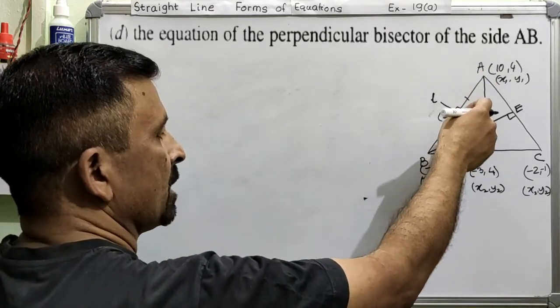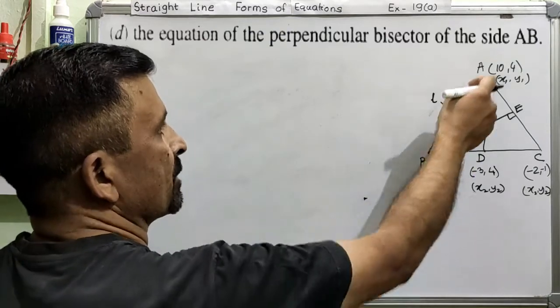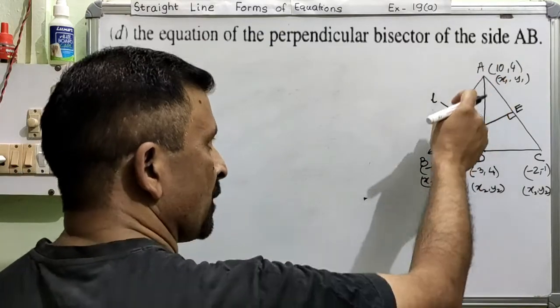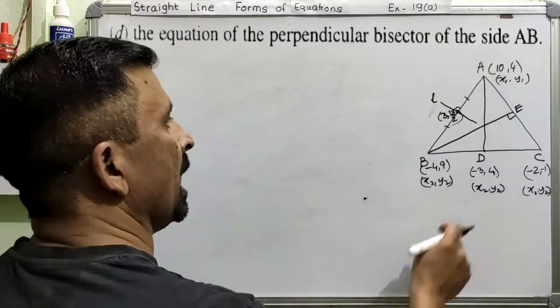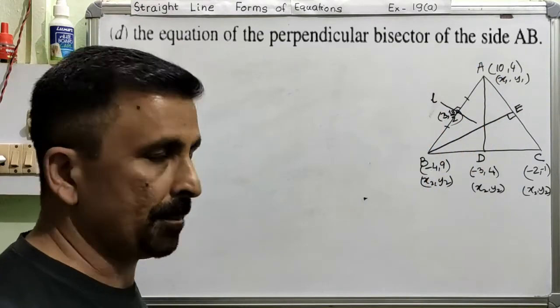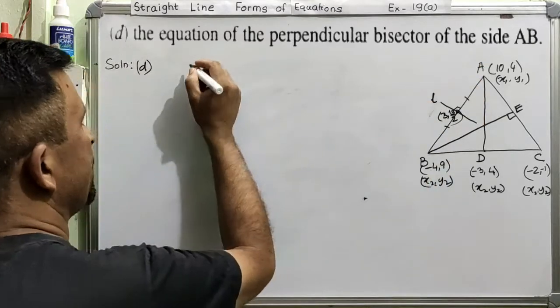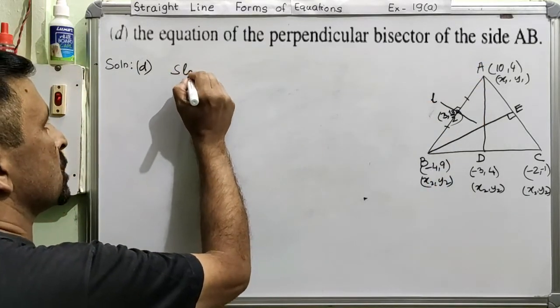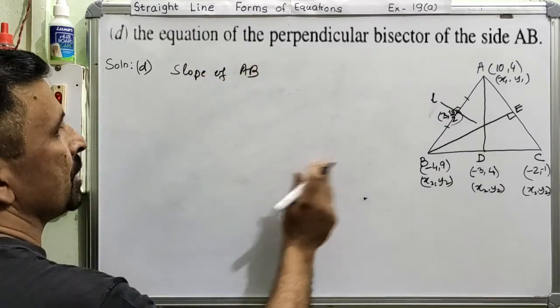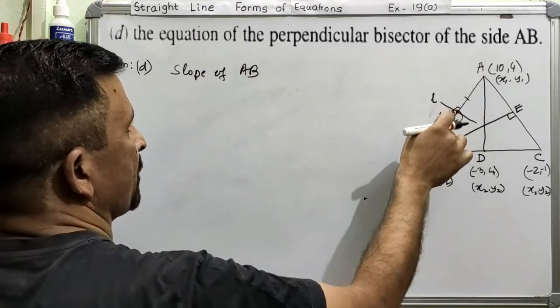Now, since this L is said to be perpendicular, it means the slope of this perpendicular will have to be the negative reciprocal of the slope of AB. Right? So we are first of all going to calculate the slope of AB, and then we will calculate further the slope of the perpendicular bisector. So first of all, the slope of AB. I will name the slope of AB as M1.